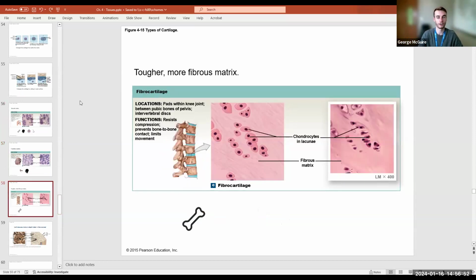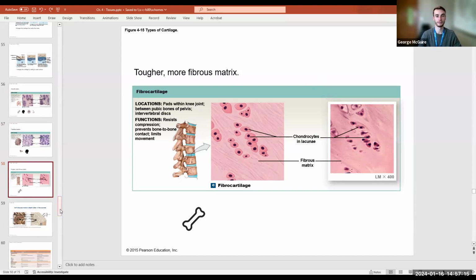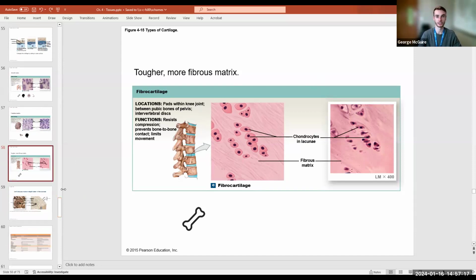And then we have fibrocartilage, which has the toughest, most fibrous matrix of our examples here. These make up any padding between bones and joints, so within our knee joint, and within these discs between our vertebrae. Right? So it's very fibrous to resist that pressure and allow for some elasticity. It allows for some movement, but limits that movement so that it's not too extreme.